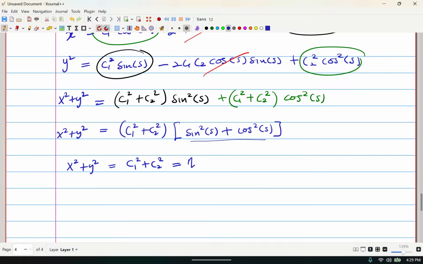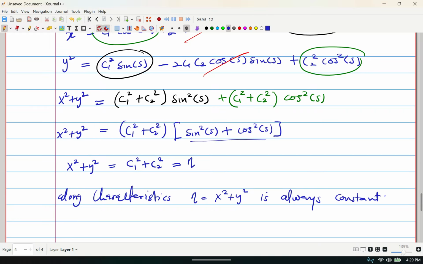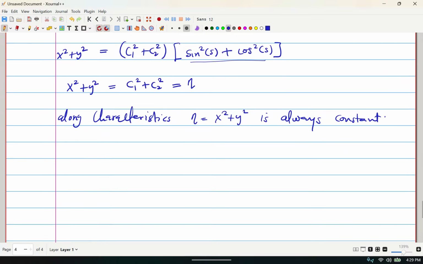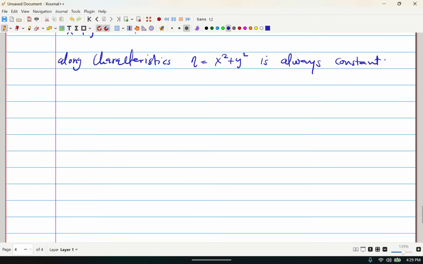So it means along characteristics, we have eta, which is equal to x squared plus y squared, is always constant. So we've been able to establish the expression in terms of x and y that is always constant along characteristics.